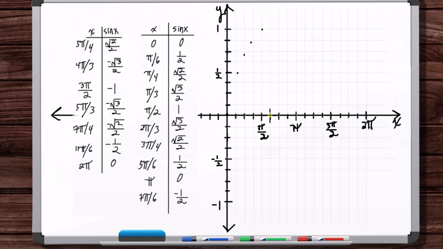Okay, 2 pi over 3. 2 over 3 is 0.67. This is 5/8 pi. That's 5/8, which is 0.625, so a little bit past this. And then root 3 over 2. Okay, 3/4 pi, that's right here. And then we're going to root 2 over 2.